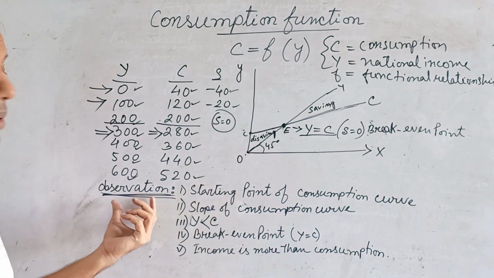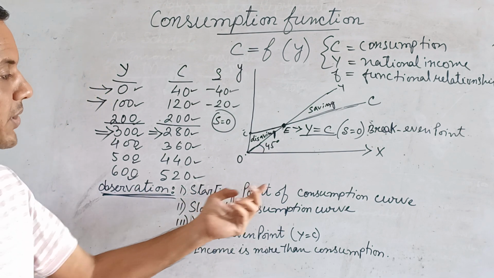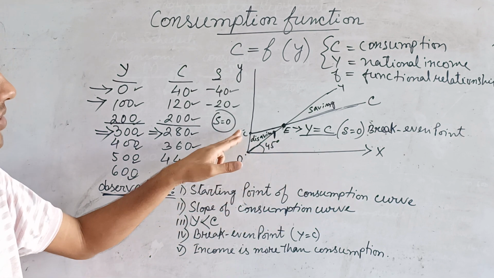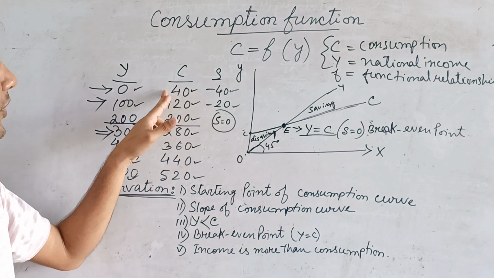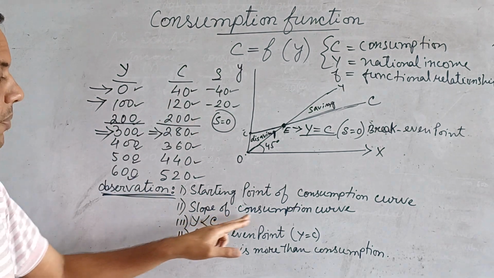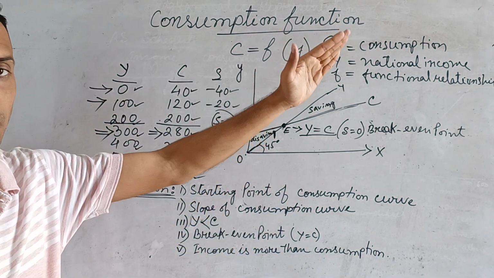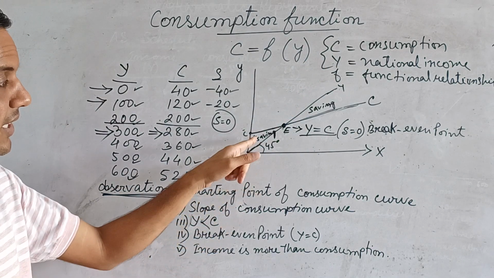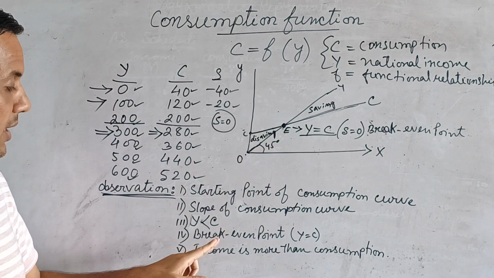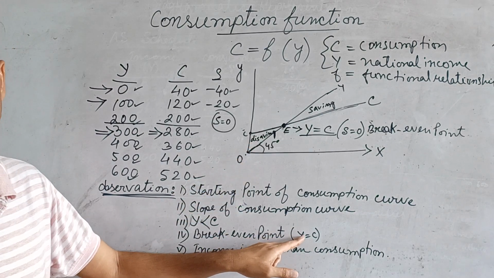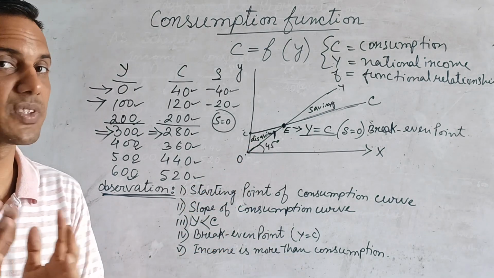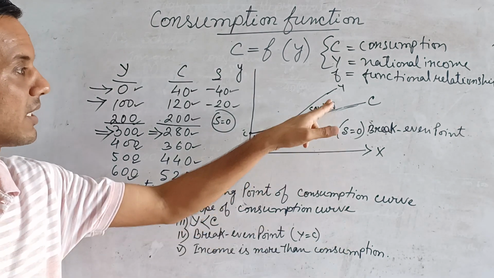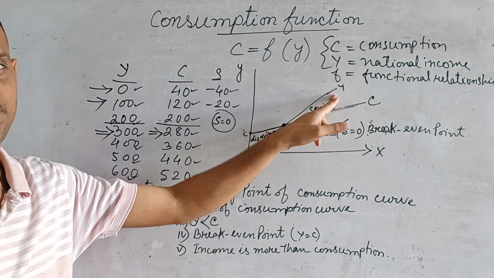Then we have observed some important points, like the starting point of the consumption curve. It doesn't start from zero, it starts from above the origin because of autonomous consumption. Slope of the consumption curve, see, upward slope. Then when income is less than consumption, then there are dissavings. Number 4, break even point, where income is equal to consumption, savings is equal to 0. And when income is more than consumption, then this one is the savings part.